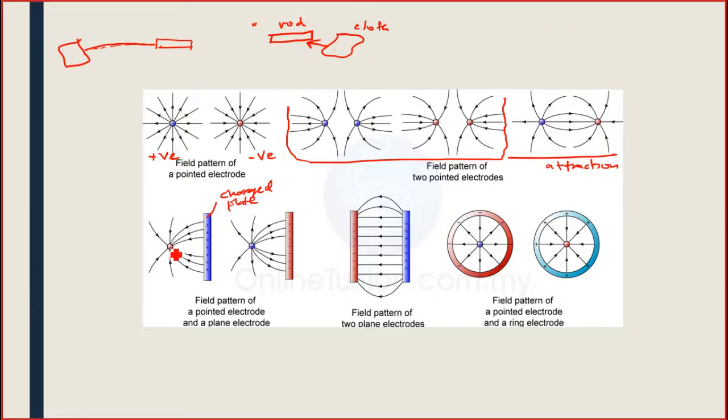So this is the pattern that you can expect. When this is positive and this is negative, it is going to go from positive to negative. This is the pattern between two plates, so two plates is going to go like this. And this one is the pattern between one charge and a ring. It goes out like this, goes in like this. This is just to inspire you to be able to imagine the field lines.